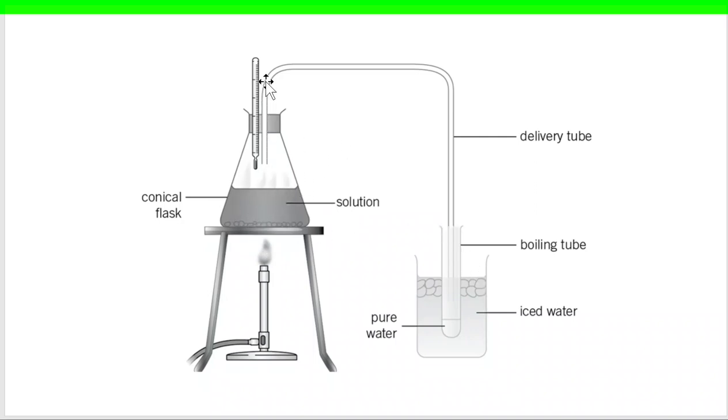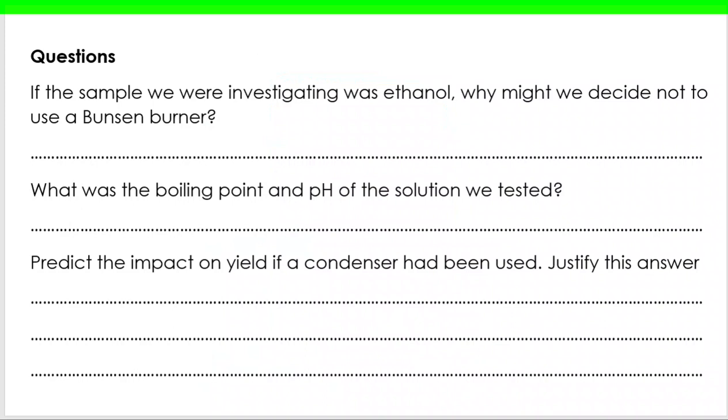We have got the delivery tube going through to pure water, collecting the pure water in the boiling tube. The boiling tube is in ice, and that's so we can try to condense some of the water vapour as it comes down the delivery tube. And the route that it takes as we heat it, the water evaporates, it becomes steam or water vapour, it moves around, it cools, surrounded by ice, and it drips down as pure water.